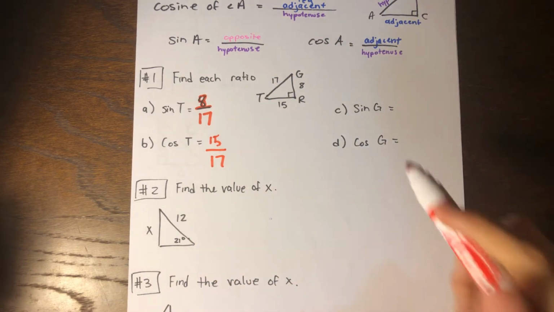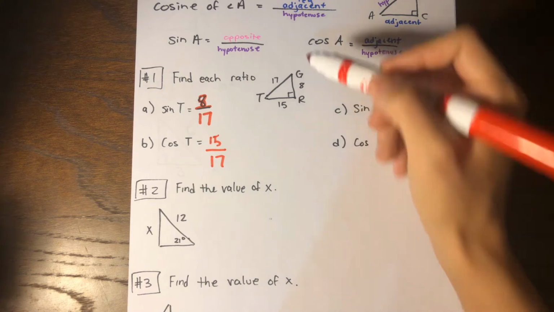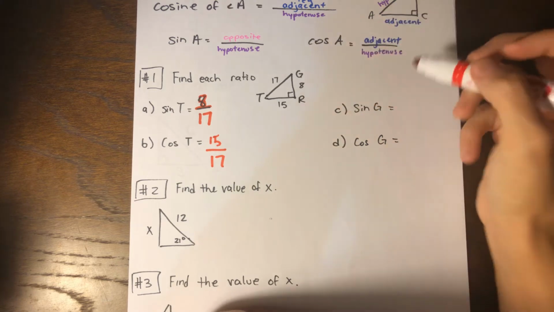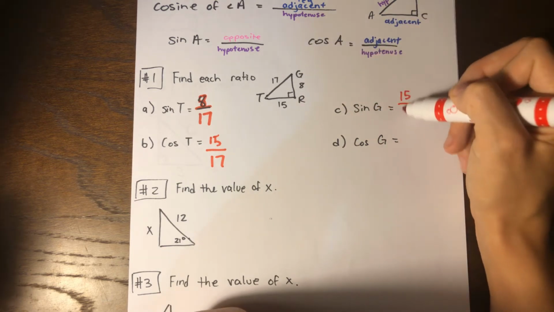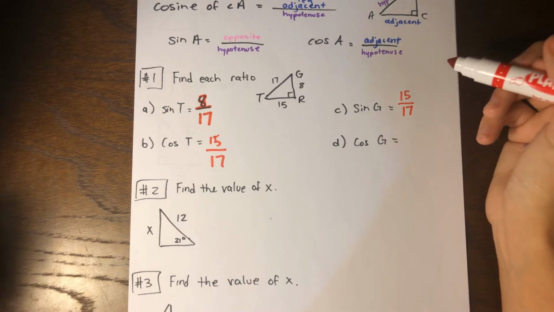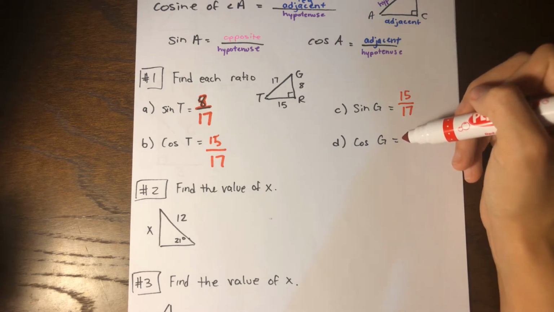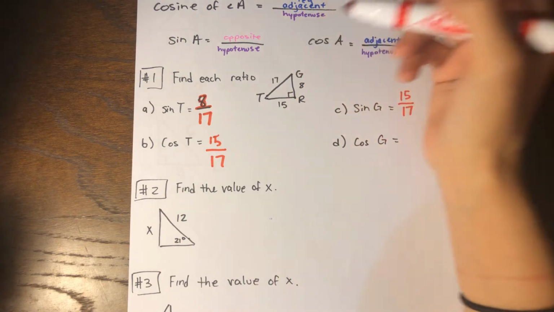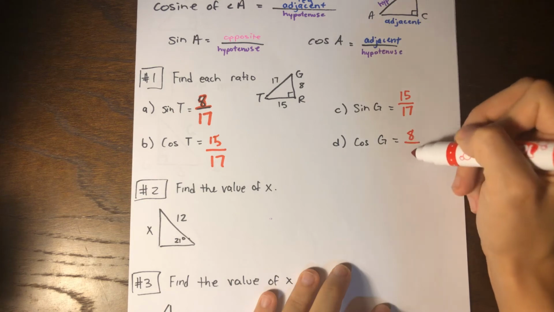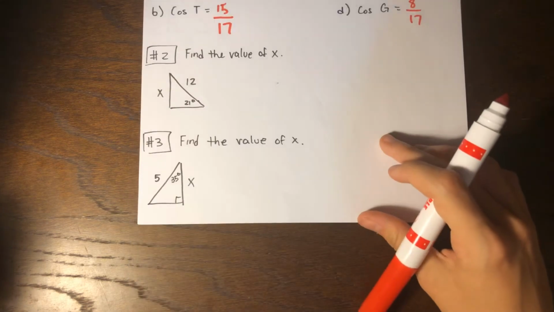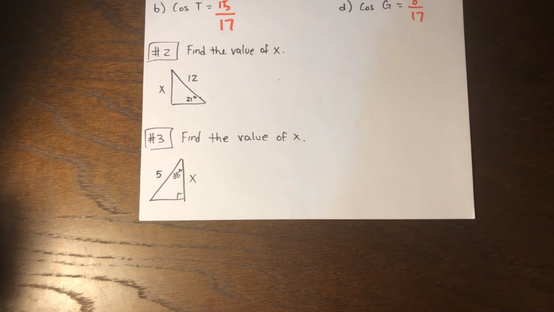Next we have sine of g. So we go to g, sine is opposite over hypotenuse, which is 15 over 17. 17 is a prime number, so we're not going to be able to simplify. Now the cosine, which is the adjacent over the hypotenuse. So we go to g, and the adjacent would be 8 over 17. Just like that. Let's move on to the next one. Remember, you can pause the video so you can copy anything down.